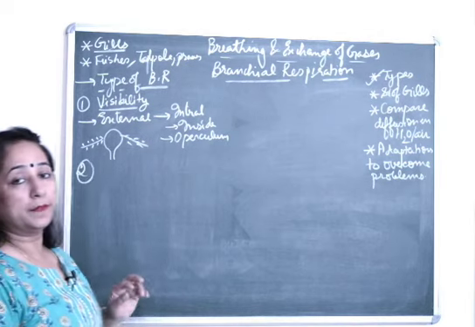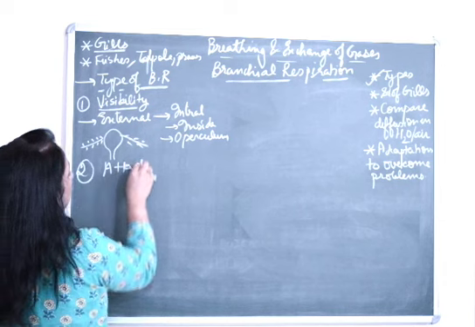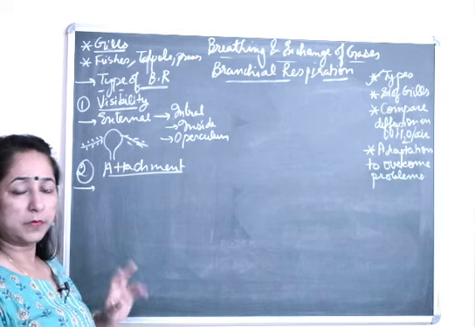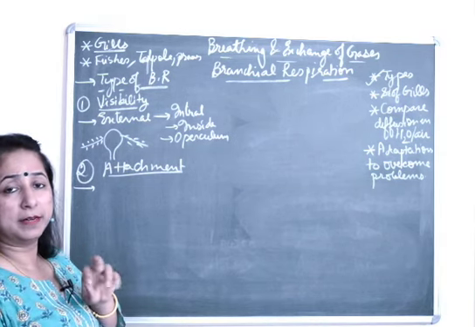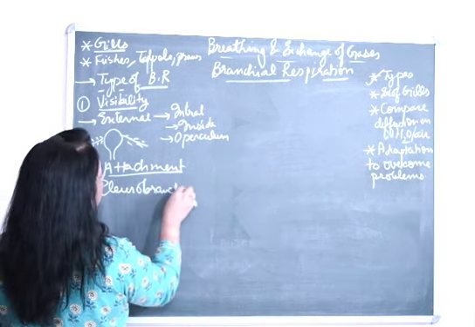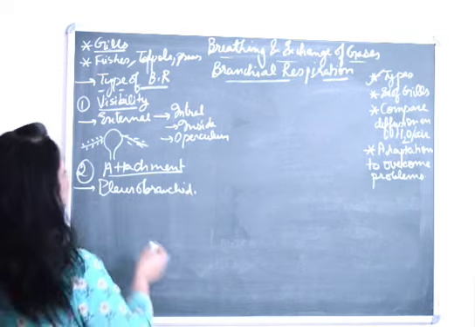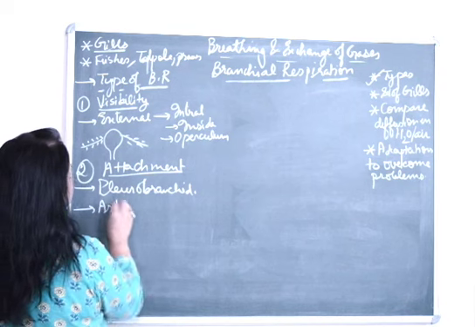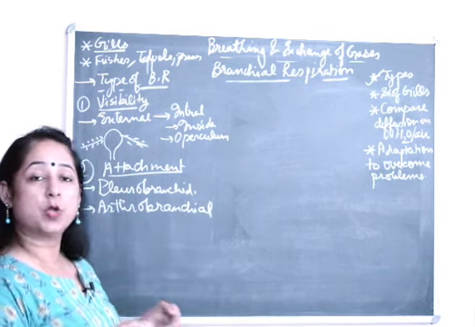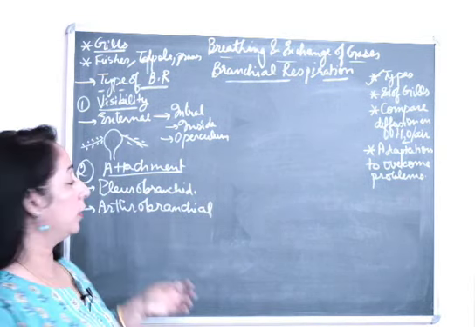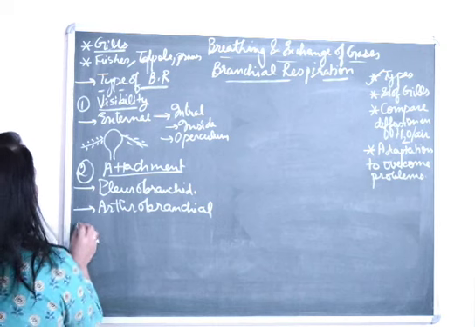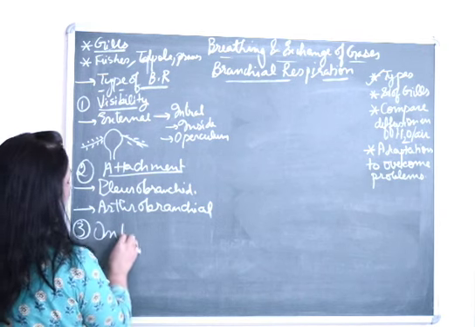Second type of gills is on the basis of attachment. When the gills are attached, on the basis of attachment, it can be referred to as pleurobranchial. When it is attached on the sides, then we have pleurobranchial. When the gills are attached to the arthropodial membrane, we call it arthropodial or arthrobranchial. So pleurobranchial and arthrobranchial.